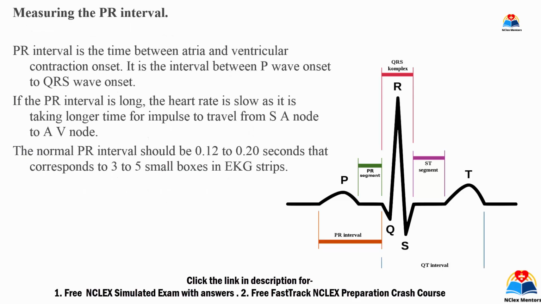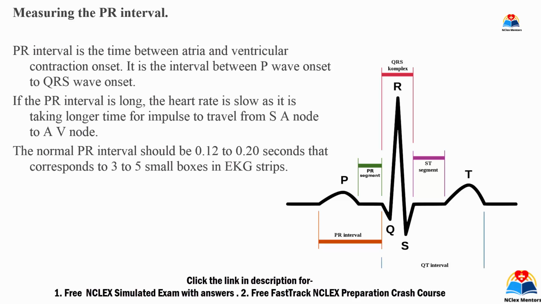The fourth step is measuring the PR interval. So we already learned that the PR interval is the time between atrial and ventricular contraction onset. It is the interval between P wave onset to QRS wave onset. If the PR interval is long, the heart rate is slow as it is taking longer time for the impulse to travel from the SA node to the AV node. The normal PR interval should be 0.12 to 0.20 seconds, which corresponds to 3 to 5 small boxes in EKG strips.